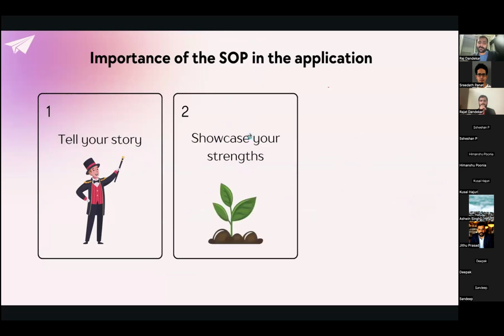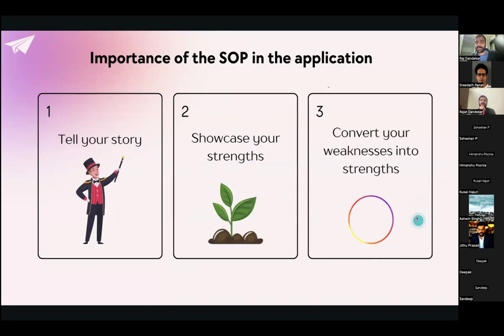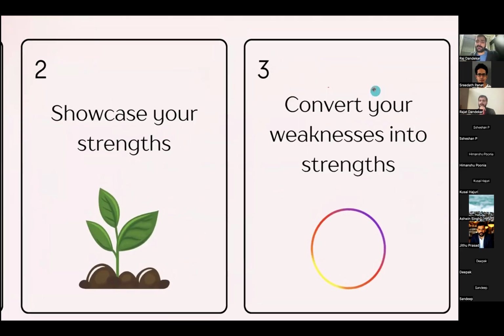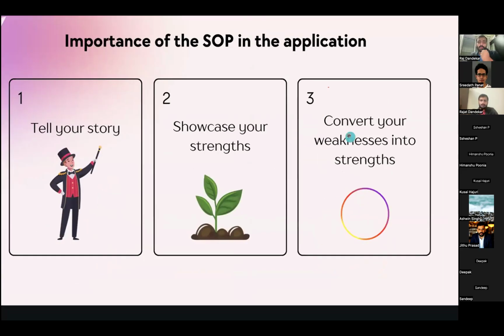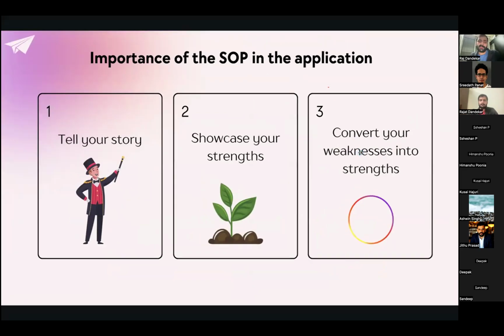Second, of course, it gives you your chance to showcase your strengths. Many people do this second point correctly, but very few people do this third point correctly. SOP is that only document which allows you to convert your weaknesses into points of strength. Let's say you have a low CGPA in one particular semester, or you have taken a gap year, or you have been working in the industry so long that you're detached from academia, and now you're thinking, how can I apply to grad school?